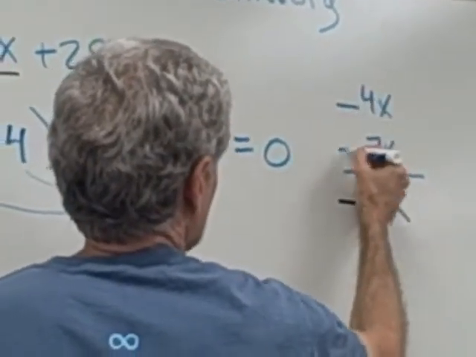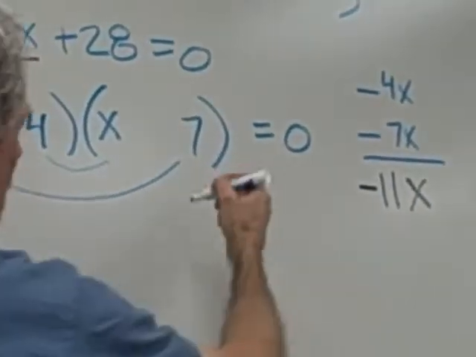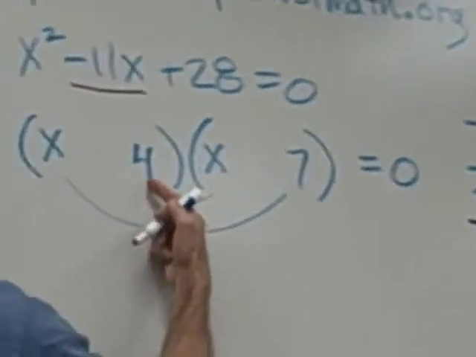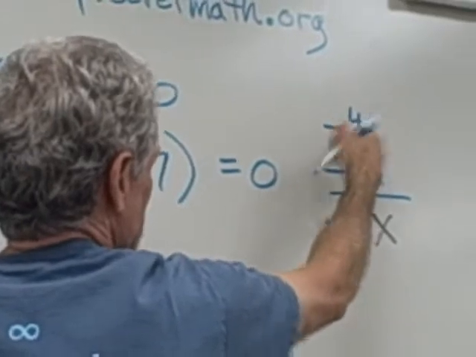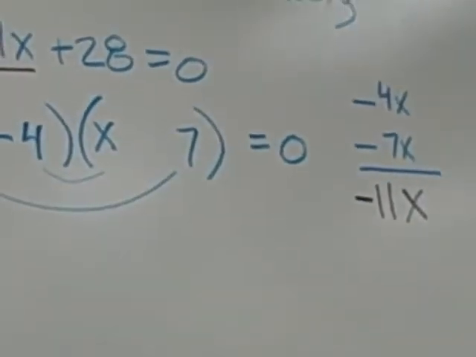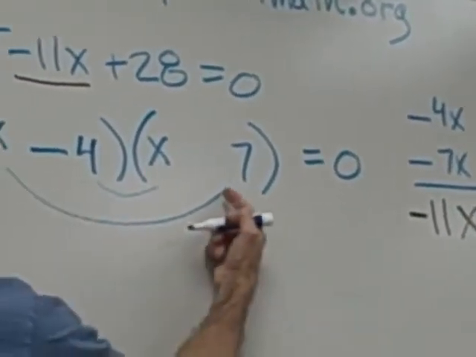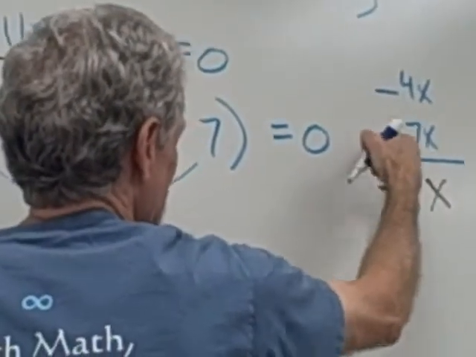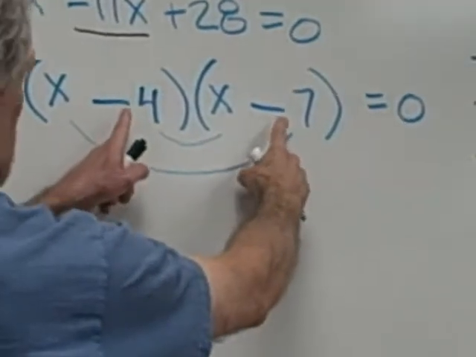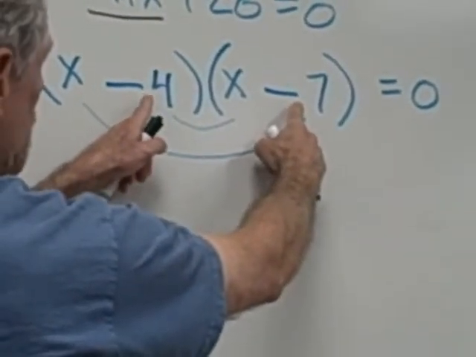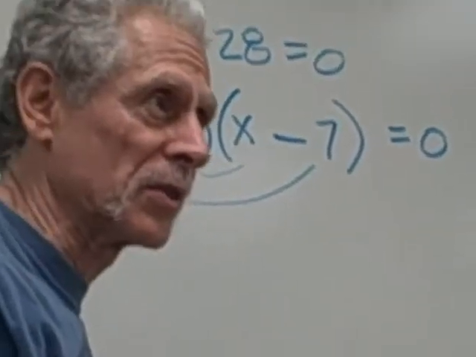So they both have to be negative, don't they? And so, you see this loop here? 4 times x. This says that has to be a negative answer. You see that? Do you see the 7 times x? This says it has to be a negative answer. And then, of course, you check your two numbers on the right. When you multiply those, you do get positive 28, don't you?